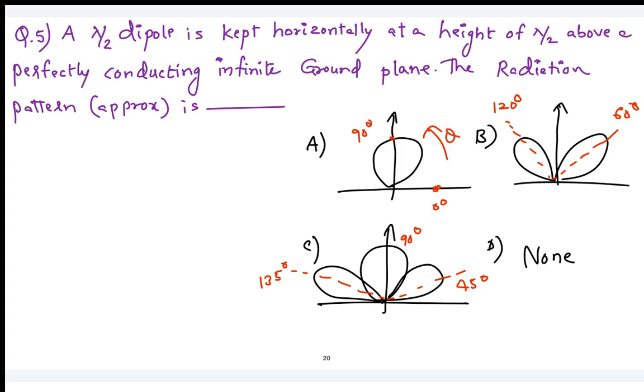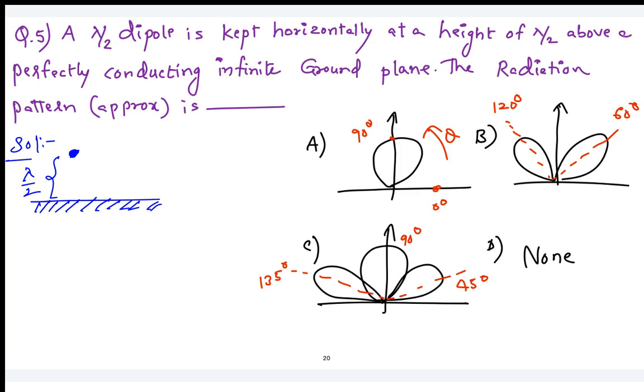So there is a half wave dipole which is kept horizontally at a height of lambda by 2 above a perfect conducting infinite ground plane. Then what is the radiation pattern approximately? So what he is telling is, there is a conducting ground plane and one half wave dipole is located at a height of h, at a height of lambda by 2. So what happens to be the radiation pattern? In this case, we consider this as an example of a two element array.